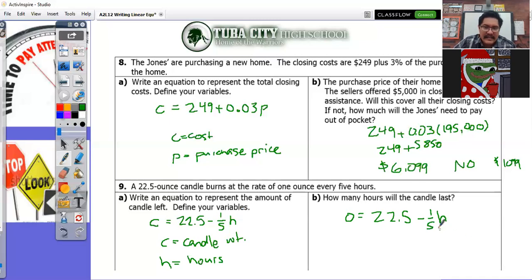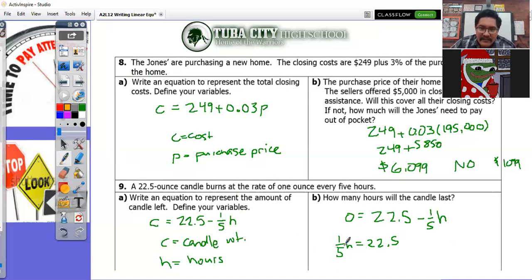So H is going to stay, and this is why I didn't want to use O, because it looks like 0. So we're going to have to solve it when C equals 0, when there is no candle left. So I'm going to add 1/5 to both sides. There you go, 1/5 to both sides. And let's just add 1/5 here, add 1/5 here, so now it's on this side.